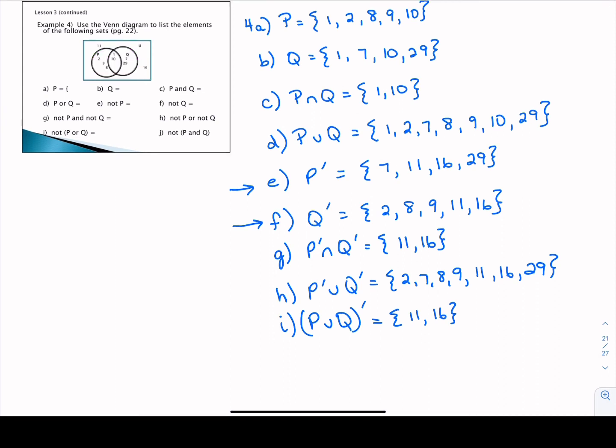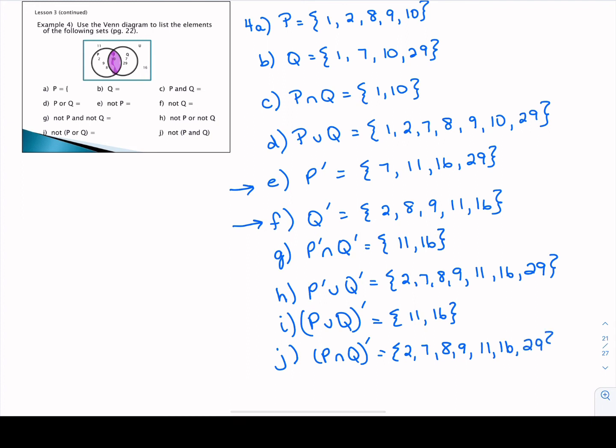We can take the same approach for the last question here, J. So it's saying not P and Q. So if you think about P and Q, we're the intersection between those, and then we want the complement of that. If I highlighted P and Q, it would be the overlapping parts of those two circles. So if we want the complement of P and Q, it's everything that is not highlighted. So we would start with 2, we have 7, 8, 9, 11, 16, and 29.